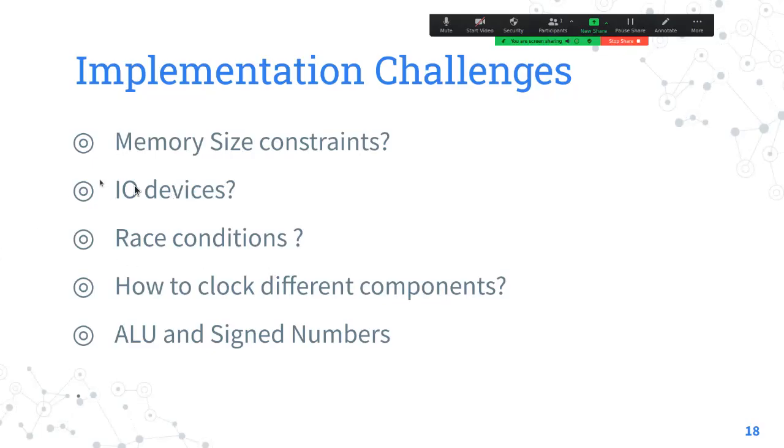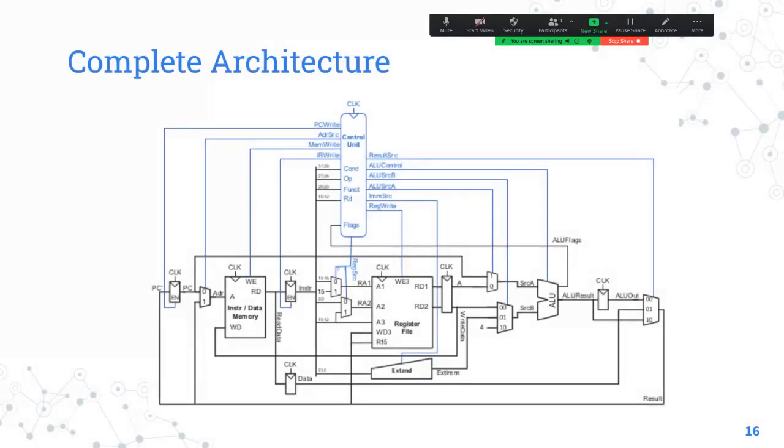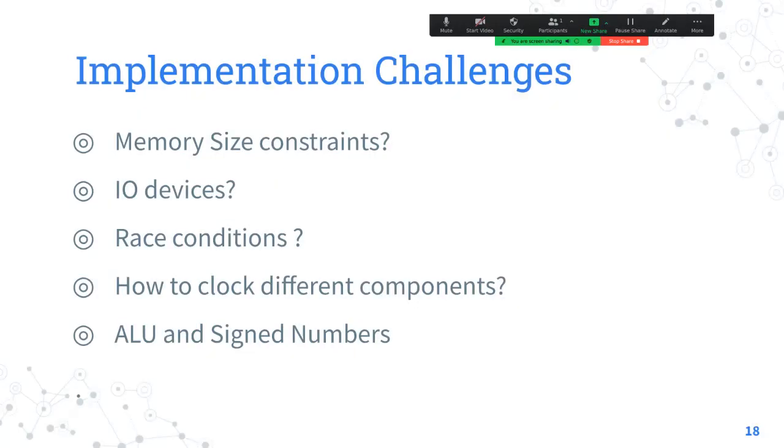Then IO devices, how do you connect the IO devices? Race conditions: there are a few race conditions in this design. A race condition is where you try to compute something on a clock cycle, and the output will affect the input. So what will happen then? Will the previous input get computed, or will the output get computed again? If you search, you can see the race conditions. There are many race conditions which are still in the design, but they work perfectly because of the lag.